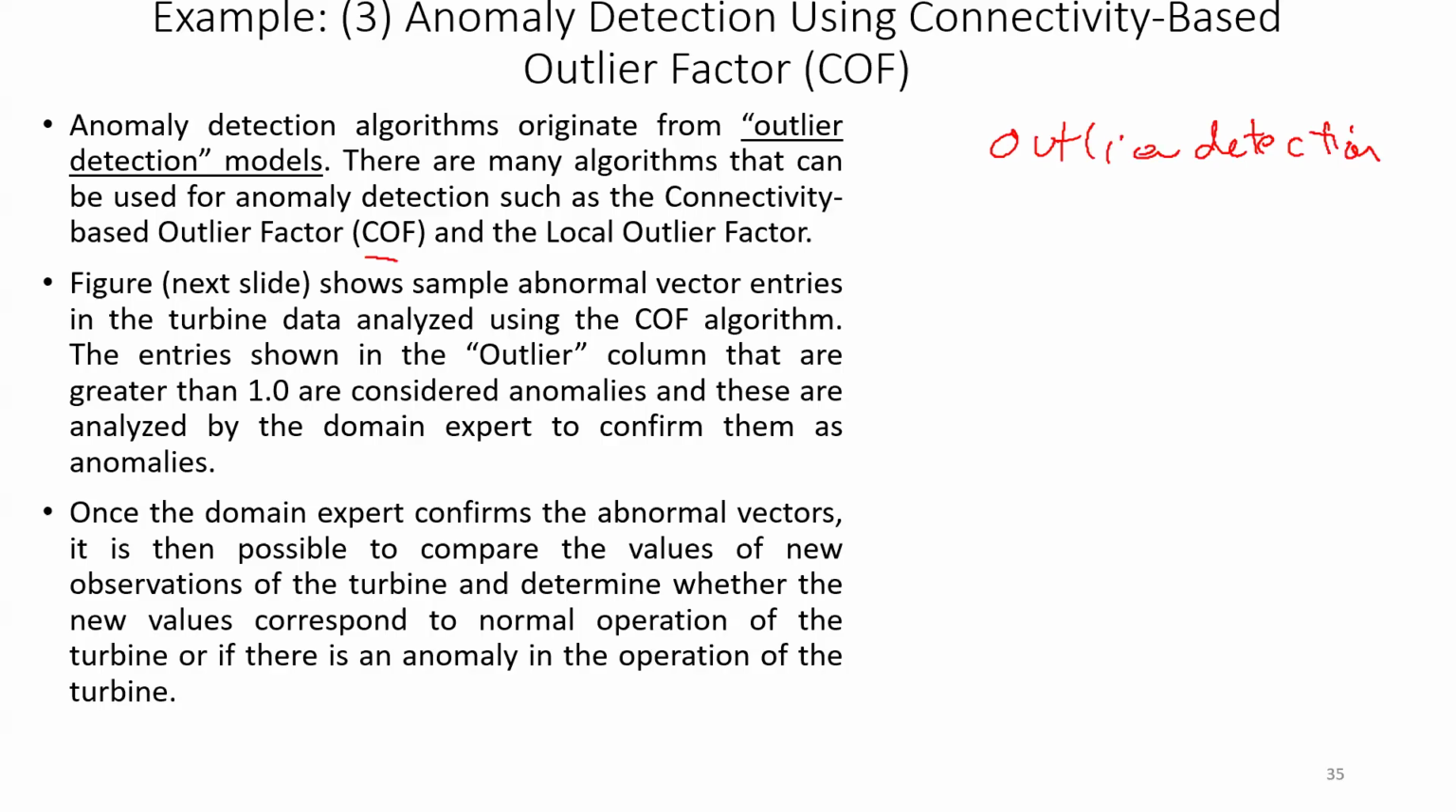And the goal of outlier detection models is to identify the data points that deviate significantly from the rest, possibly indicating a fault, degradation, or sensor issues. So here is how it works. The COF algorithm scores each data point, and a value greater than 1.0 typically indicates an anomaly observation.